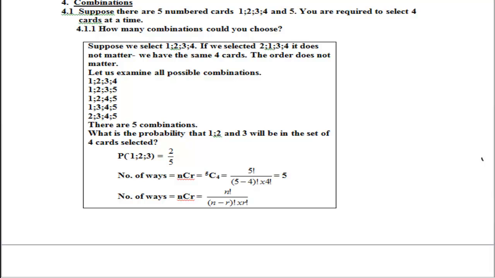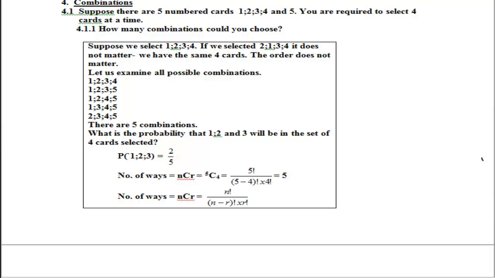It's no repetition, but in permutations the order is important. In combinations the order is not important. Whether you select card 4 before 3, it doesn't really matter. Now the question is, how many combinations could you choose?